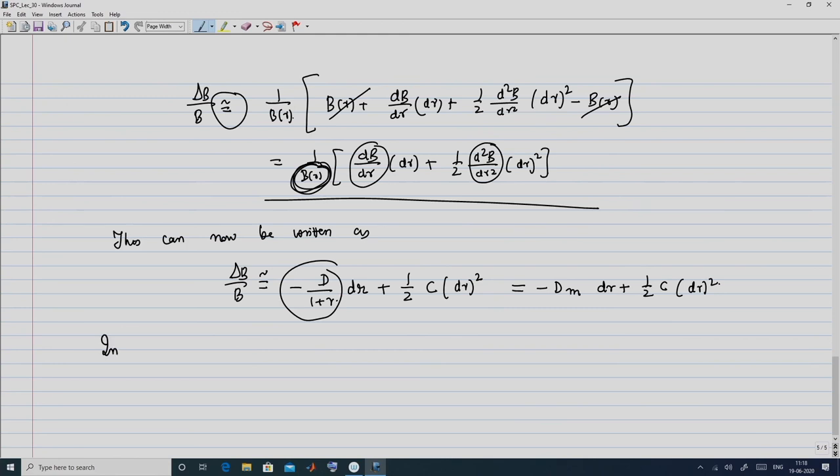So, in summary, what you can say is the following: first of all, delta B over B is going to be approximately minus D over 1 plus r dr, and is equal to minus Dm into dr when you are using only duration.